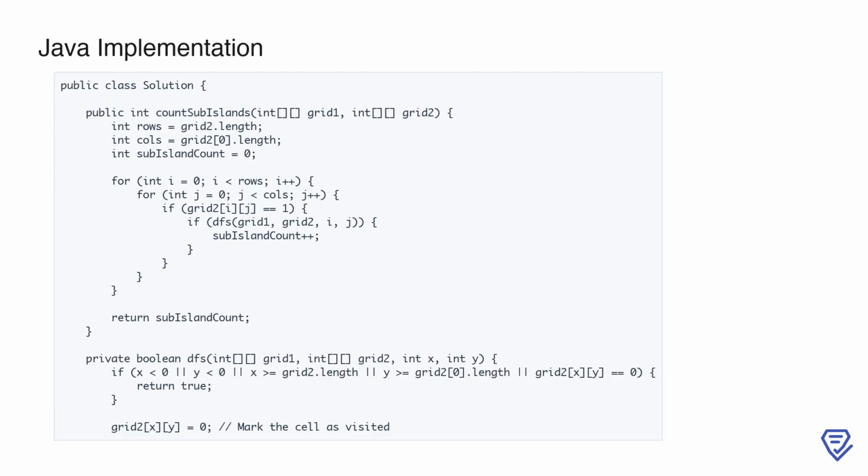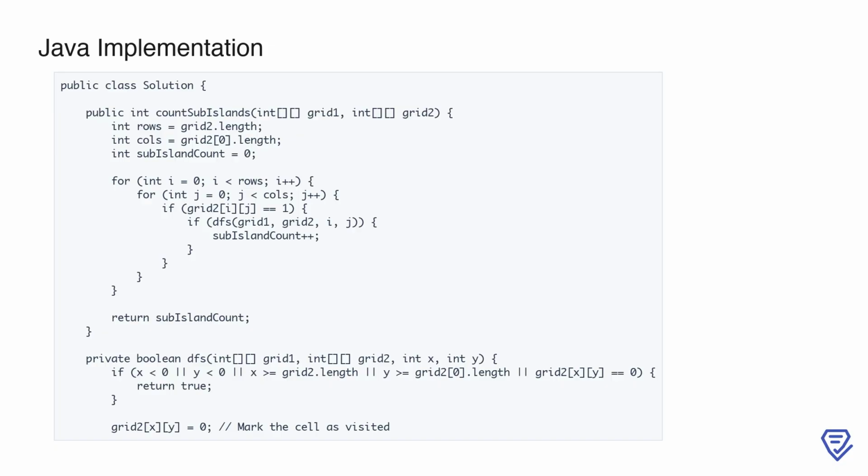Here, we begin the implementation of the countSubislands method. The method takes two 2D integer arrays, grid 1 and grid 2, as inputs. Grid 1 represents the original islands, and grid 2 represents the islands we want to evaluate as subislands. First, we determine the number of rows and columns in grid 2, and initialize a variable subislandCount to 0, which will keep track of the number of subislands.